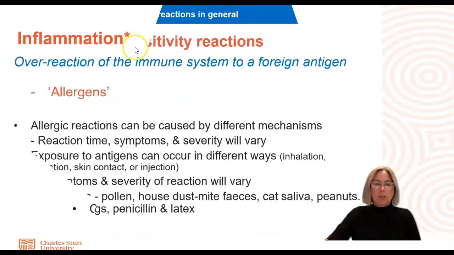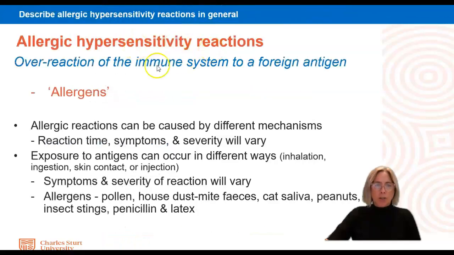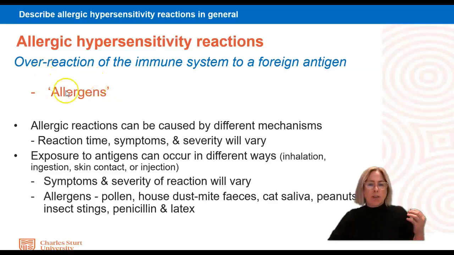So we're going to start with these allergic hypersensitivity reactions, which is an overreaction of the immune system to a foreign antigen that's not normally harmful, and these are called allergens. So we're not talking about a pathogen here which would cause damage to the body. We're talking about these allergens that in some people their immune system sees as foreign and therefore mounts an immune response to them. These allergic reactions can be caused by different mechanisms.